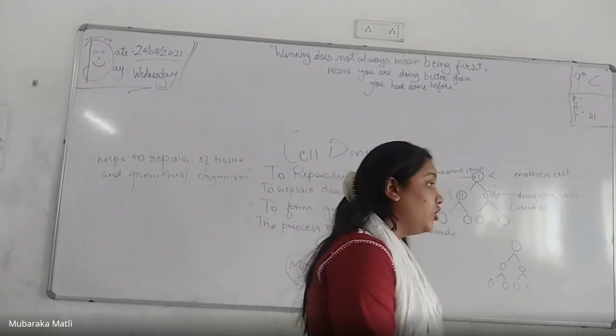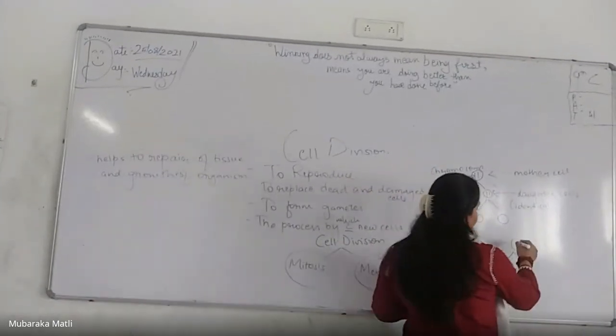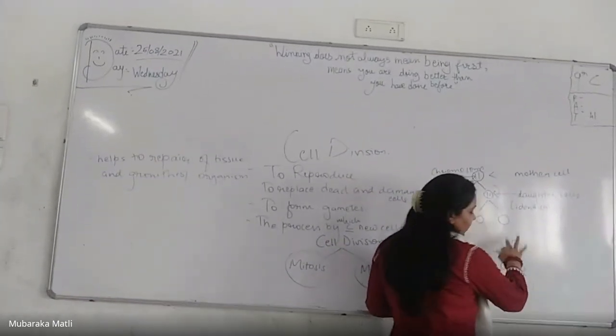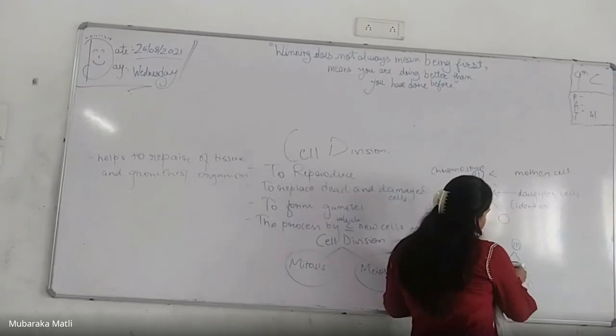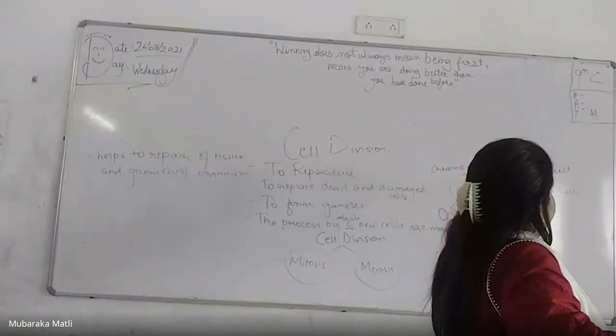And the new cells, the daughter cells, will have half the number of chromosomes. For example, if the mother cell contains 4 chromosomes, then the daughter cells will have half. This is the only difference between mitosis and meiosis. In mitosis, the daughter cell will have the same number of chromosomes, whereas in meiosis, daughter cells will contain half the number of chromosomes. Understood?